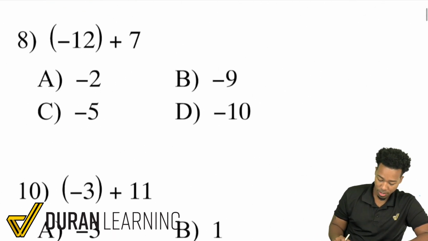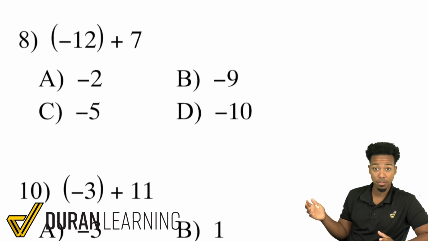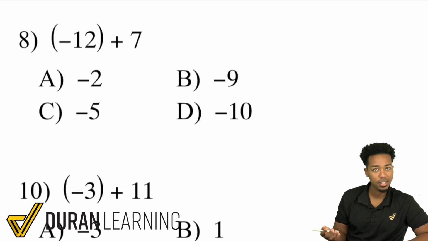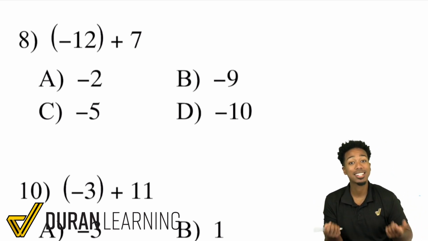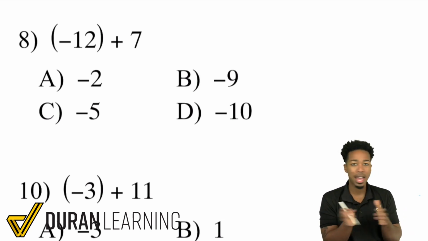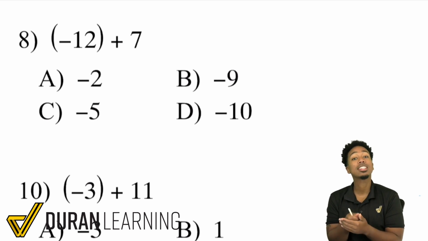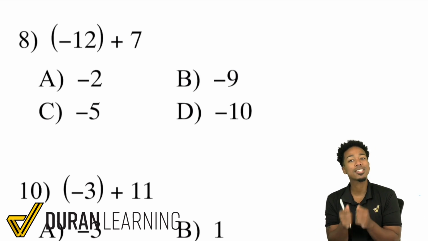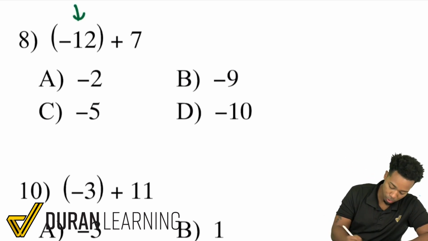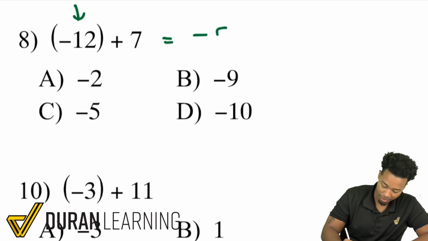Number 8, negative 12 plus 7. So here we have a negative plus a positive. What you'll do is take the difference because you have opposite signs being added together. Again, when you have the same signs being added, you're just going to add them and keep the sign. When you have opposite signs being added, you take the difference and you keep the sign of the bigger number. The bigger number is 12, so you know your answer is going to be negative. 12 minus 7 is 5.